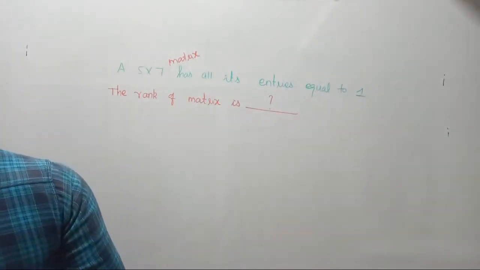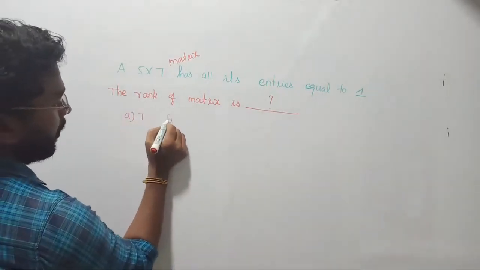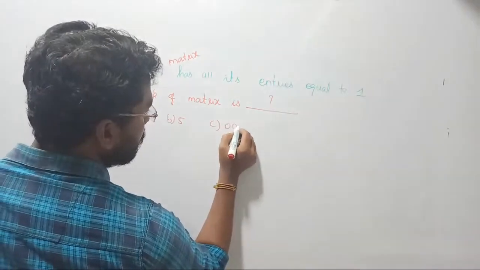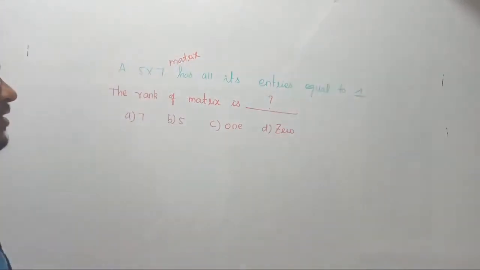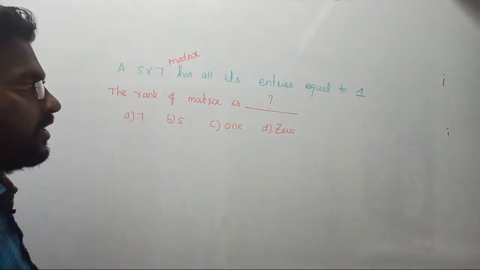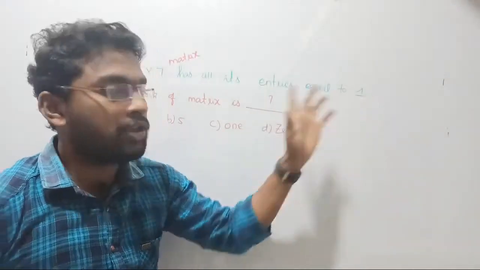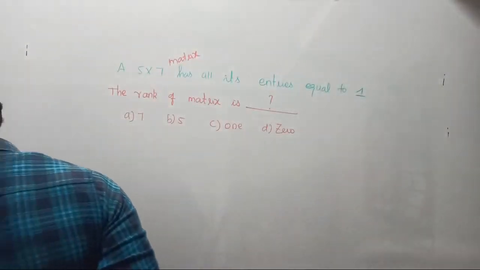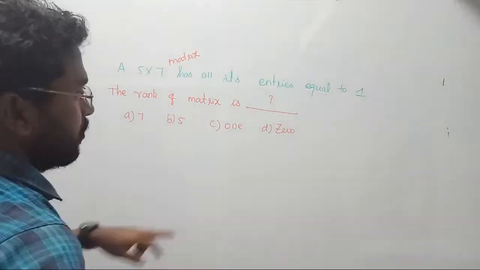Of course, they have given 4 options. Option A, that is 7. Option B, that is 5. Option C, it is 1. Option D, 0. Right? Anyway, what a very simple question, right? Just let your brain work. There is a 5 cross 7 matrix, all its entries equal to 1. Can anyone please post your answer? Yeah, the correct answer is option D, right? Sorry, option C, 1. The answer is 1, right?